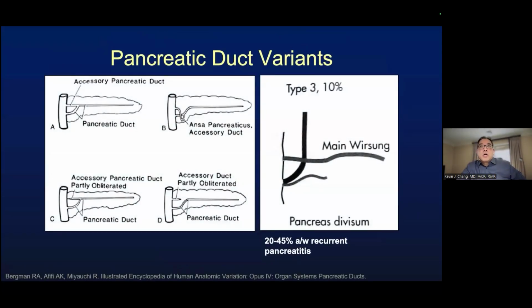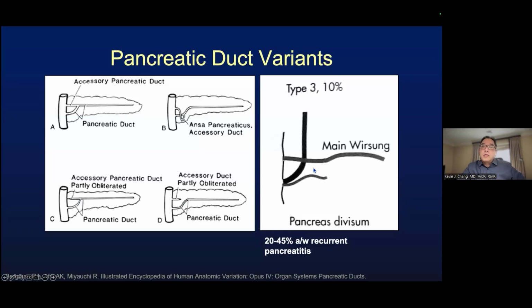So the major ductal variants are here. Basically, I showed you the typical or the conventional ductal anatomy, where you have most of the drainage via the duct of Wirsung, or the main pancreatic duct, with variable appearances or obliterated appearances of the accessory duct or the duct of Santorini.